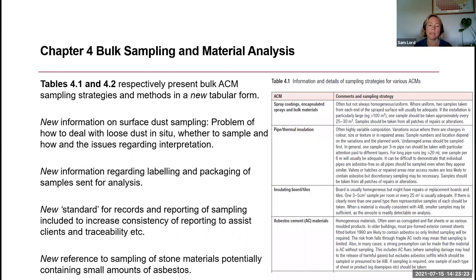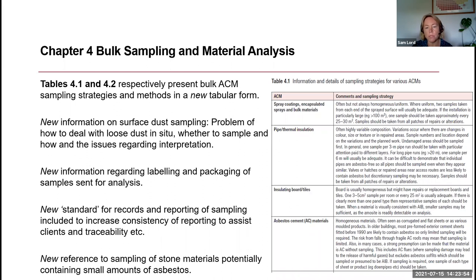Further information, or it's this new standard, I've put it in inverted commas, it's not a standard as such, but there's definitely more, as a bulleted list really now, of what records and what reporting should be in when you do sampling, what information needs to be recorded. And this is really, again, to increase consistency of reporting to assist clients and traceability. So that's a new or improved part of this chapter.